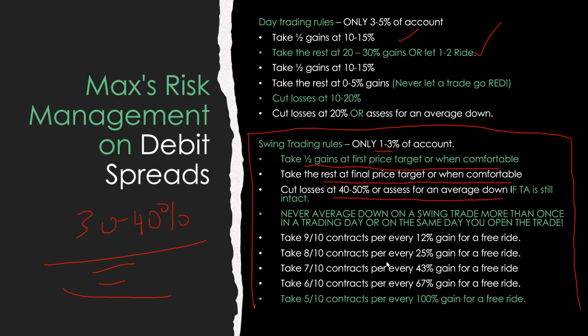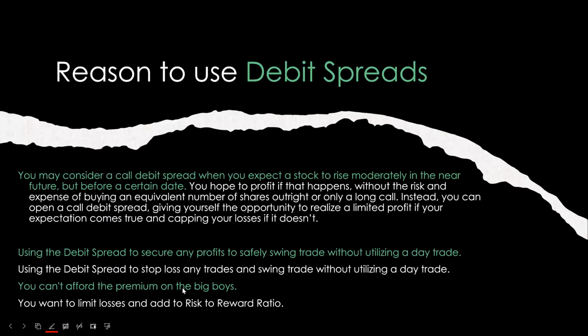Then, based on how many contracts you have, you can sell them systematically here for even freer. You may consider using debit spreads or ghetto spreads when you expect a stock to rise moderately in the near future. However, you're trying to manage risk.